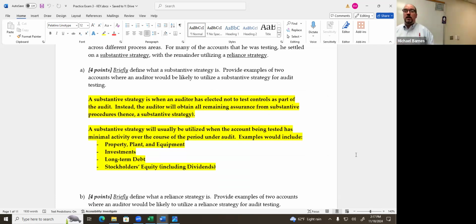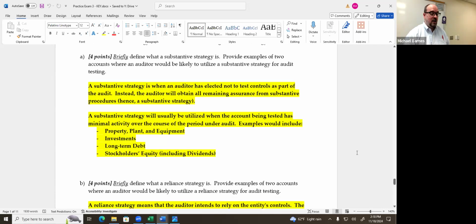When do we use the substantive strategy generally? When it's more efficient to test the transactions than the surrounding controls. The areas we talked about, those were areas with large account balances and large transaction amounts, but infrequent activity. So property, plant, equipment, investment, long-term debt, stockholders' equity, including dividends, okay?